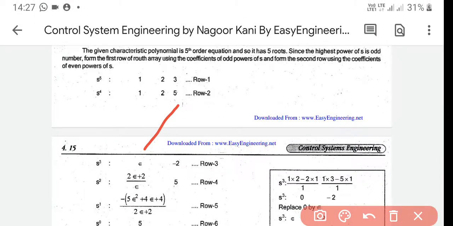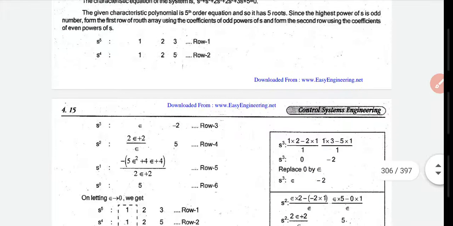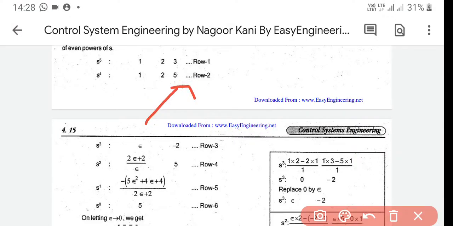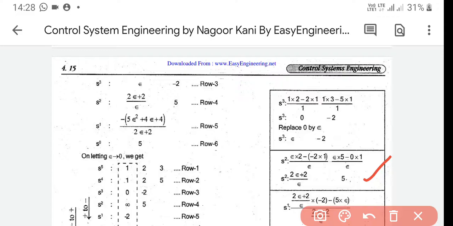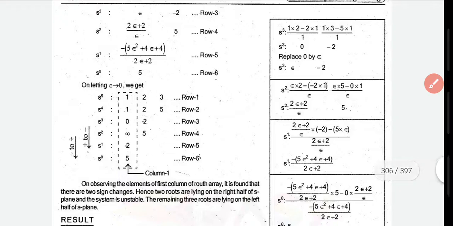So epsilon into 5 minus 2 into 1. Okay, minus 2 into 1 gives the epsilon into 5. So you don't have a third element, so represent it as 0. So 0 into 1 divided by epsilon. Okay, so the value is nothing but 5. So s power 2 values, what are s power 2 values? 2 epsilon plus 2 by epsilon and 5.